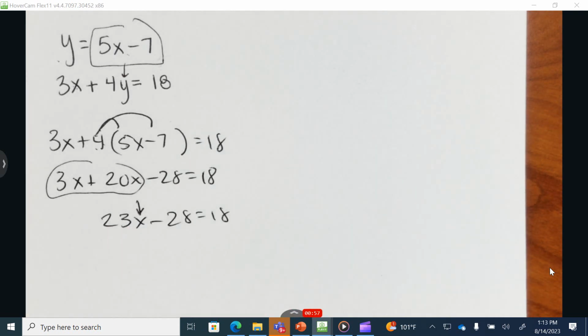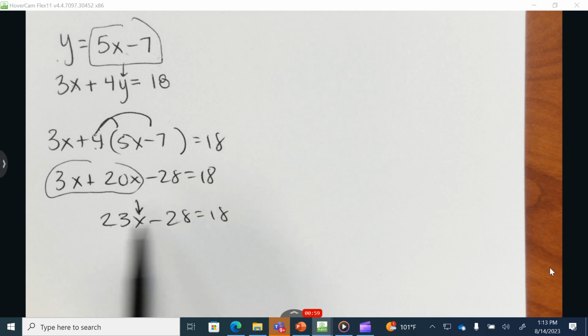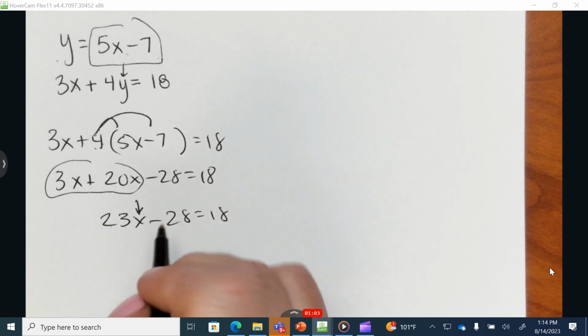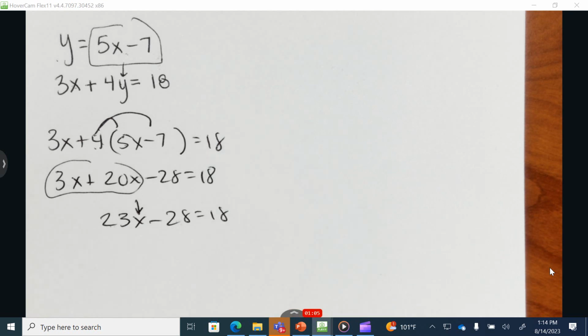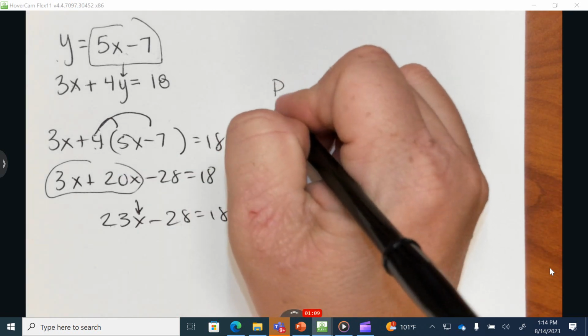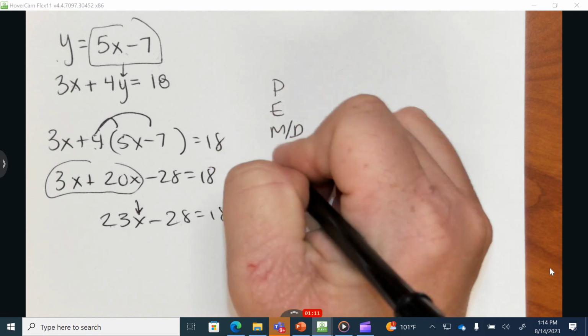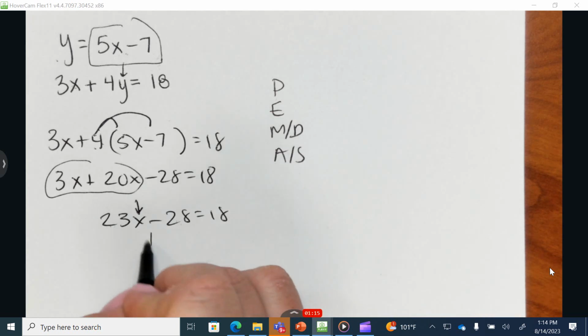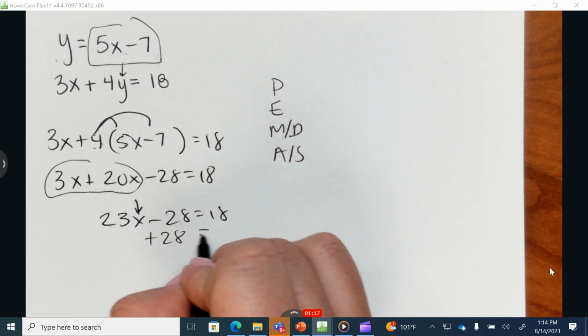So as I'm trying to isolate the x, I ask myself, which one should I move first, the 23 or the negative 28? There is a right answer. You want to move the value that's not touching the x. In fact, we're going to do PEMDAS backwards. Please excuse my dear Aunt Sally. So we're starting by adding or subtracting. The opposite of subtraction is addition.